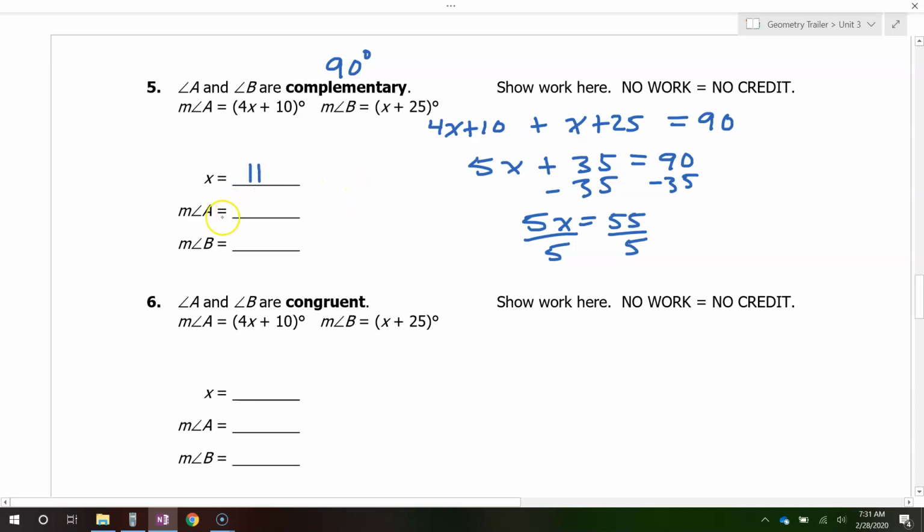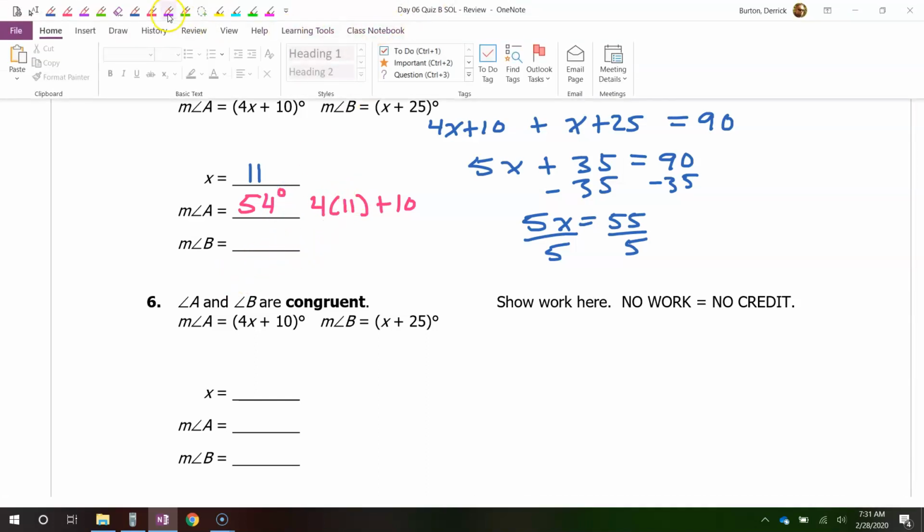So now I need to find the measure of angle A. So I'm going to change colors for a second. The measure of angle A is 4x plus 10. So that means we're going to have 4 times 11 plus 10. That's 44 plus 10. So that's 54. Okay, 54 degrees.